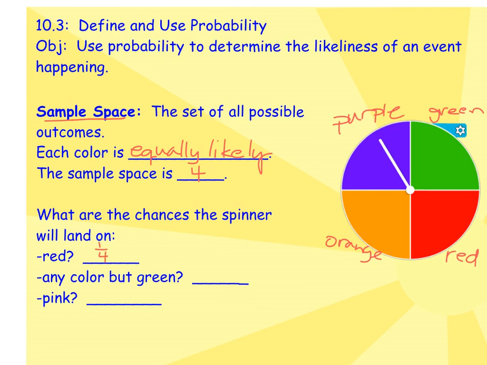How about any color but green? Well, green is one of the sectors, but there are 3 others that are the equal size that would not be green. So there's a 3/4 chance it wouldn't land on green. Pink? Pink isn't any of the choices, so the chances that the spinner would land on pink are simply 0.